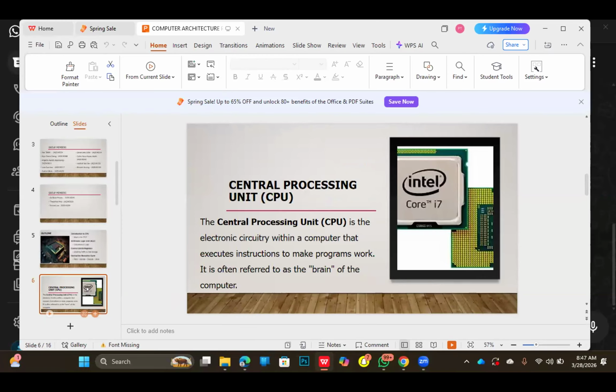The central processing unit is the electronic circuit within a computer that executes instructions to make programs work. It is often referred to as the brain of a computer. We can say that it is the core part of a computer, be it a mobile phone or a personal computer. It helps with the operations and fast processing of information, and it also serves as a bridge between the hardware aspect and the software aspect, helping present and process information. So please, let's move to the next slide.